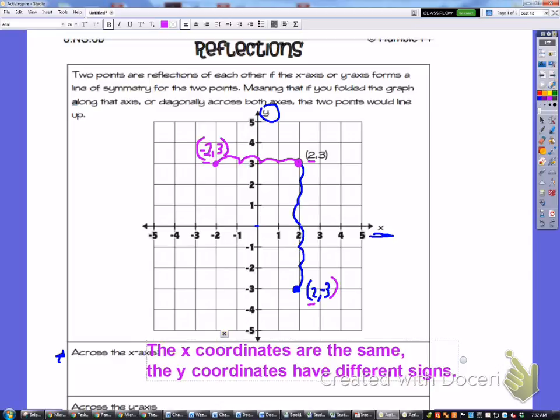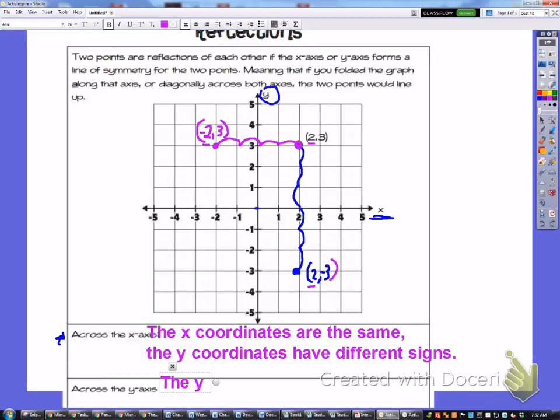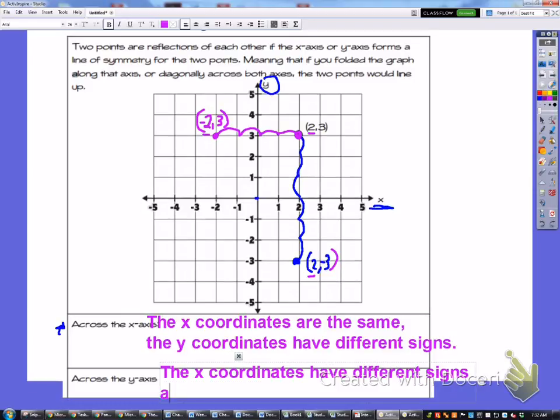Okay, and so if we're going over the y-axis, you can barely see on my notes, but I'm going to just put them right here. We'll start with the x because you always go x first. The x coordinates have different signs, and the y coordinates, okay.